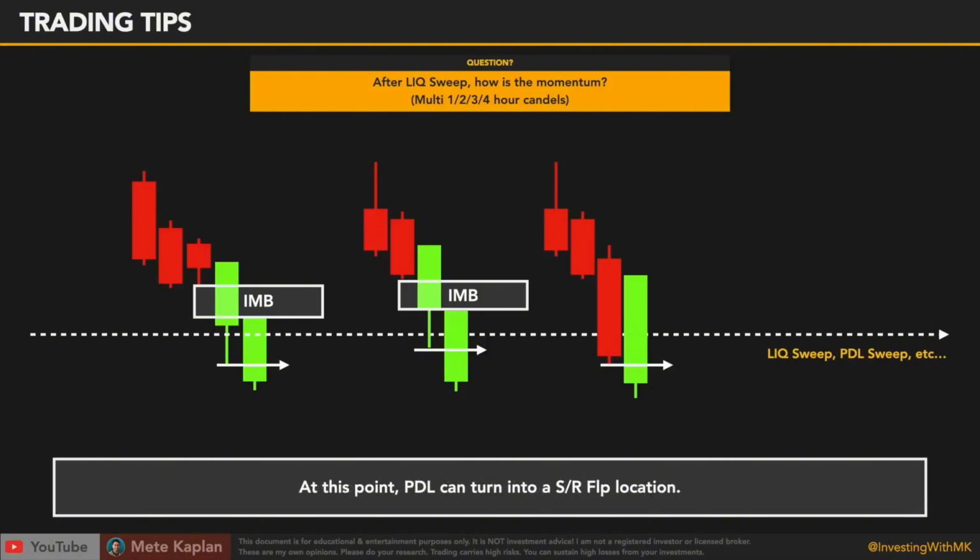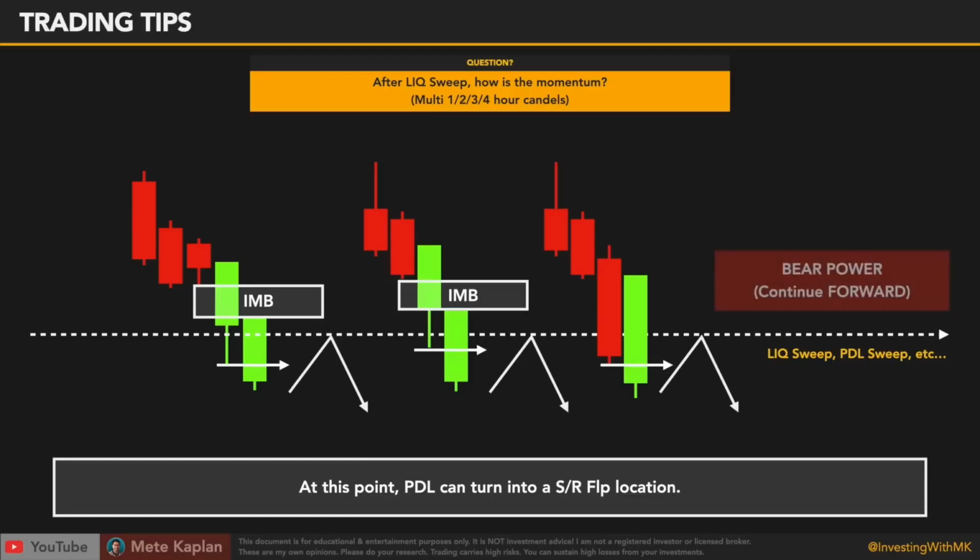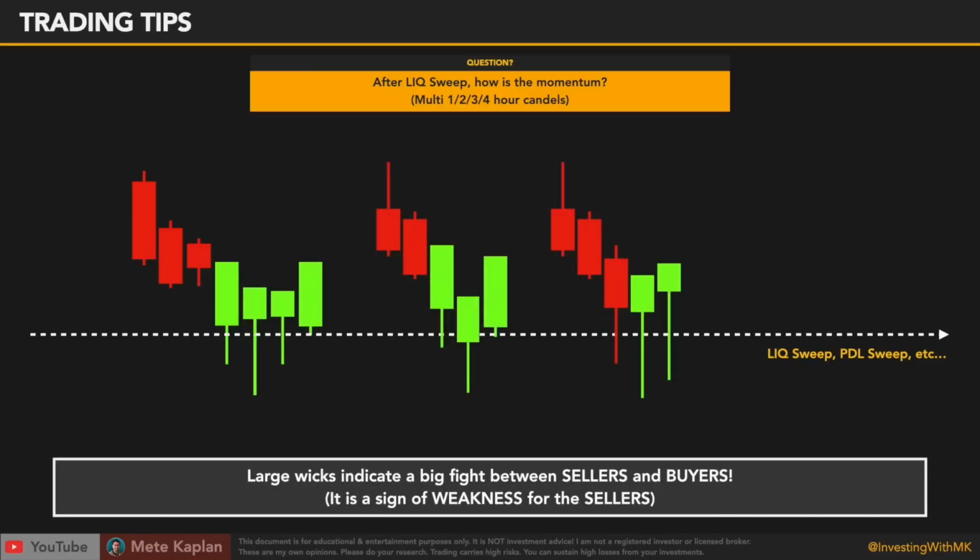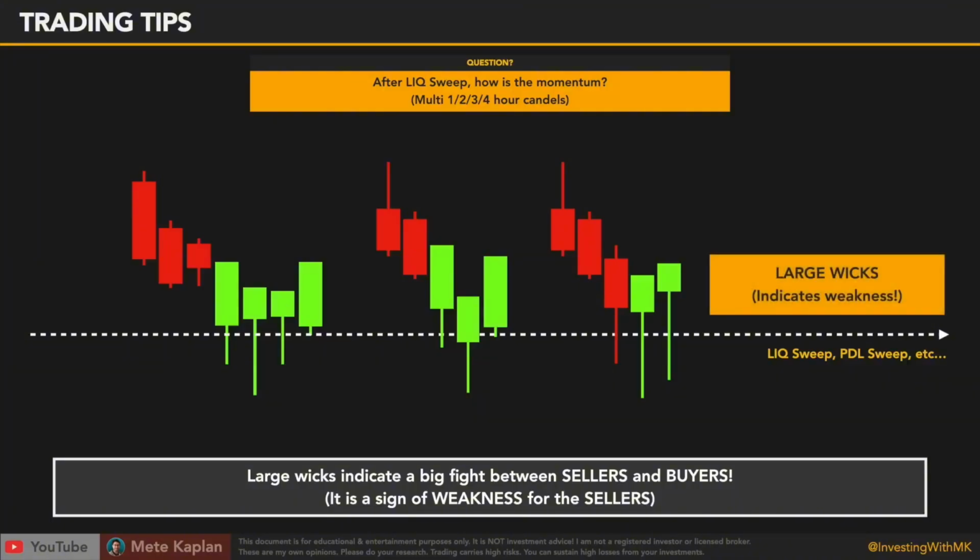At this point, the important liquidity level area can turn into a support and resistance flip location, basically a masterclass amplifier. I hope that all this part is very clear. But what if we see these large rejection wicks at the liquidity sweeps with multi-level hourly candles? This is the initial weakness for the sellers. It means that buyers are not happy with the sellers and are trying to push back the price.